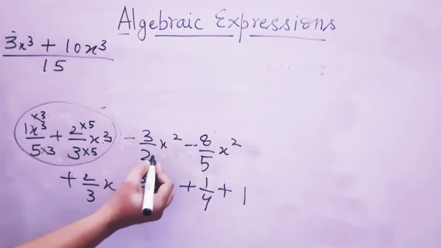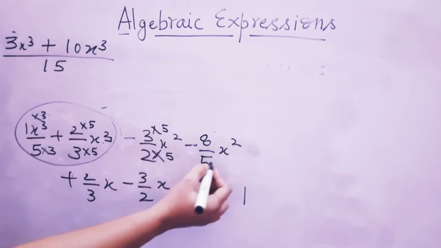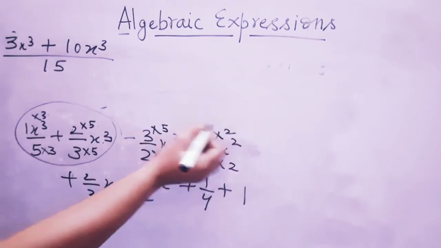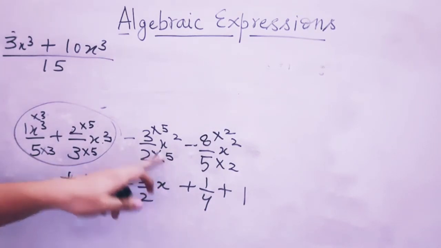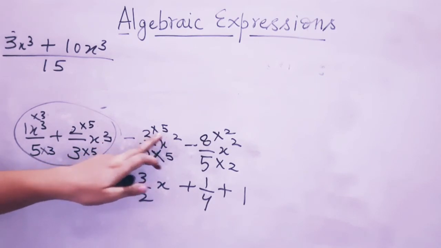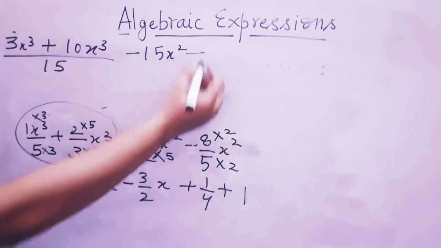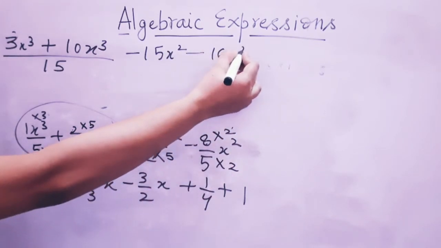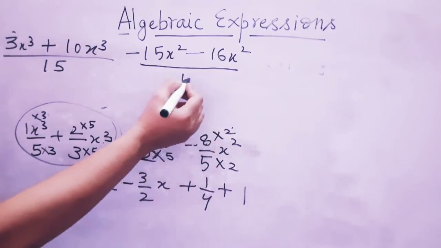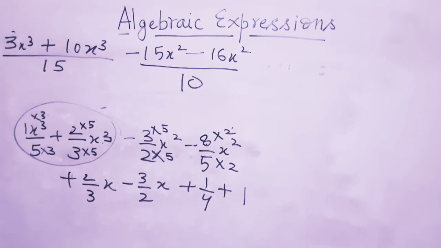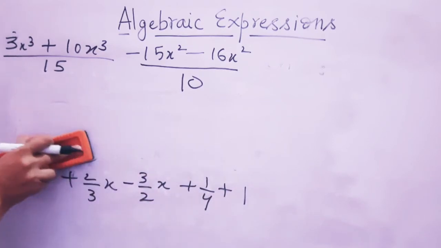So to make it 10, their product is their LCM. To make it 10, this has to be multiplied by 5, and this number has to be multiplied by 2. And the number by which we are multiplying the denominator, we are going to multiply the numerator by the same number. So 3 5s are 15, so it will be minus 15x square minus 8 2s are 16x square. The denominator was same, we have retained this common denominator 10.